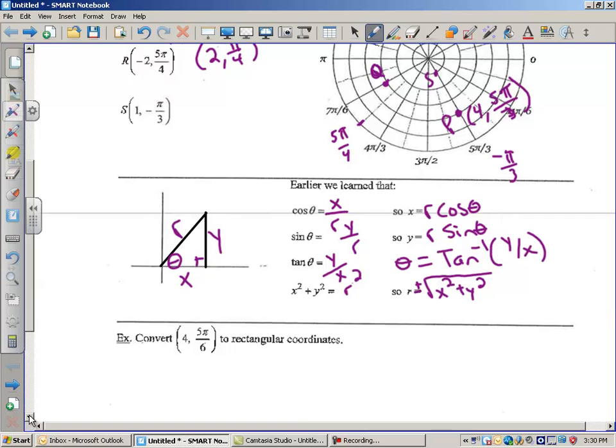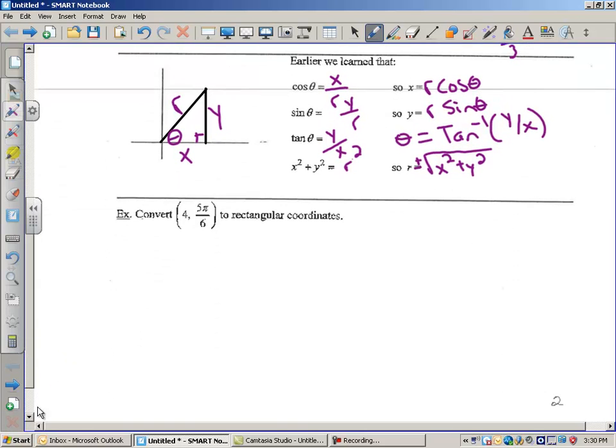Let's convert to rectangular coordinates (4, 5π/6). Rectangular means we need x and y. Right now we have r and we have theta. So let's look at our conversions. Our conversions say that x equals r cosine theta and y equals r sine theta.